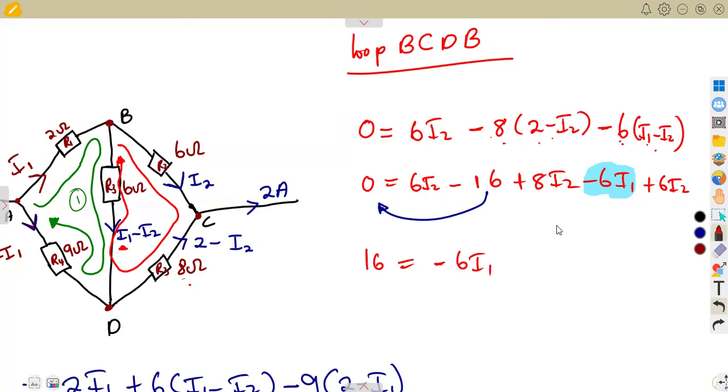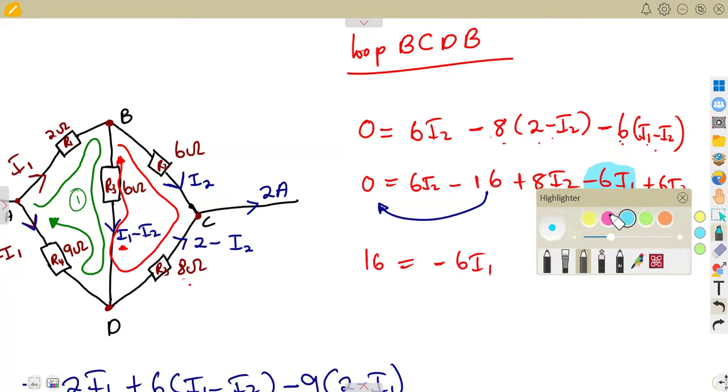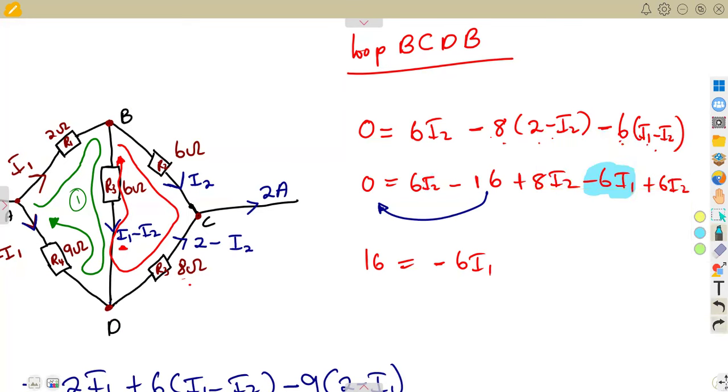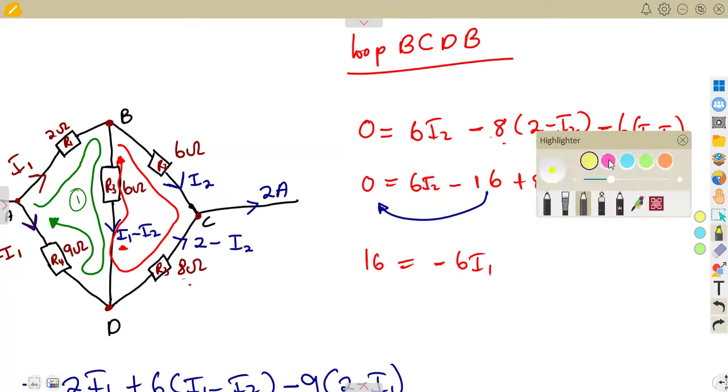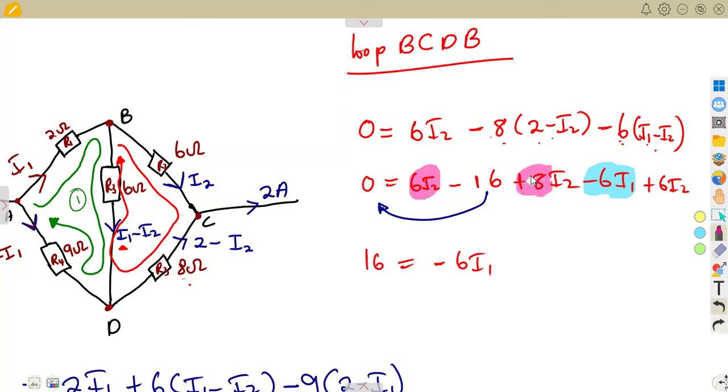Then considering the part of I2, there are currents I2 there. Let us just consider I2 here. We also have I2 here, and we also have I2 here. So you combine these, what are you going to have at the end? That is going to be 6 plus 8 plus 6, which is 20. So that's 20 I2.